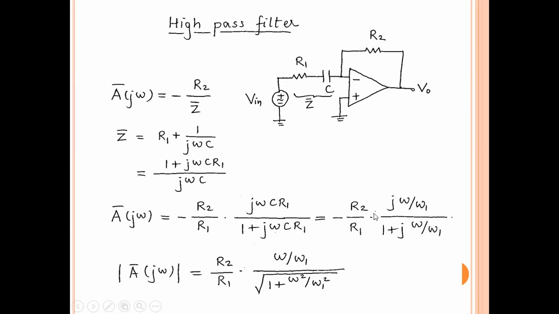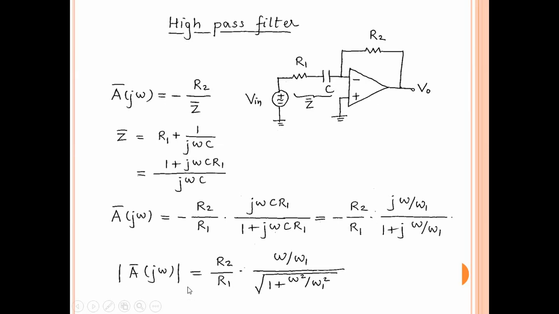Now I can rewrite this as omega by omega 1, where omega 1 is 1 over C R1. So you can see that the corner frequency here is going to be omega 1, which is 1 over C R1. Earlier it was C R2. The other thing we notice is that in this transfer function there is an omega term in the numerator. In the low pass filter, the omega term was there only in the denominator. So this is a characteristic of high pass functions, that there will always be an omega term in the numerator.